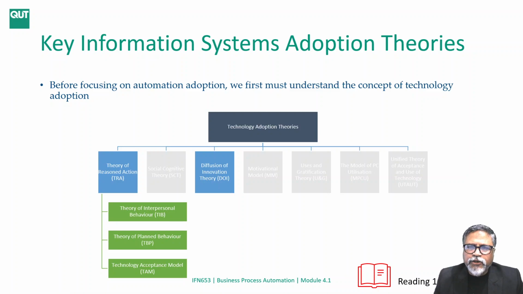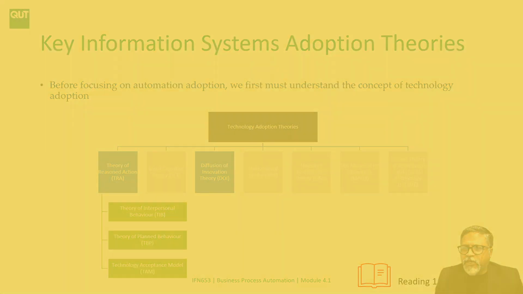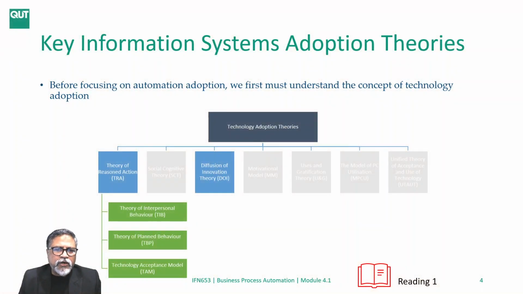So the first one is theory of reasoned action, TRA, then diffusion of innovation theory, DOI, and I brought diffusion of innovation theory for this discussion because automation is all about innovation. Theory of reasoned action has three sub theories, which are theory of interpersonal behavior, TIB, theory of planned behavior, TPB, and technology acceptance model. And I'm going to briefly walk you through all these five theories in the slides to follow.